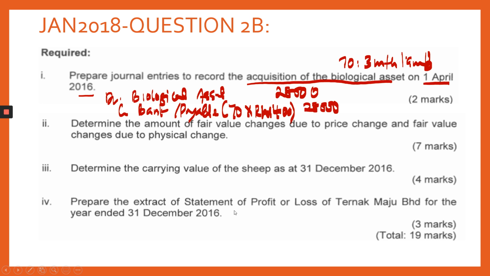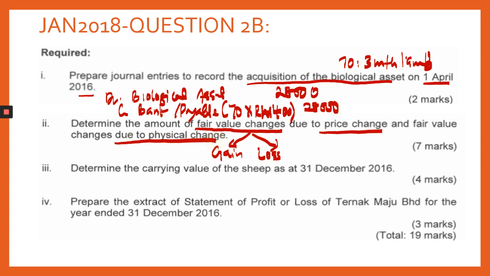Number 2, determine the amount of fair value changes. So we are trying to determine whether there is a gain on fair value change or there is a loss. And we need to determine the price change as well as the fair value change due to physical change. So we need to find each of the changes due to the price change as well as the changes due to physical change, and then total up to find the net effect of the overall fair value changes to see whether there's a gain or a loss.